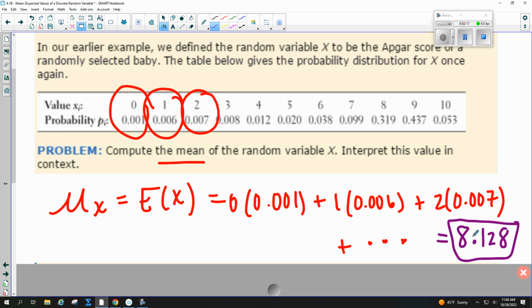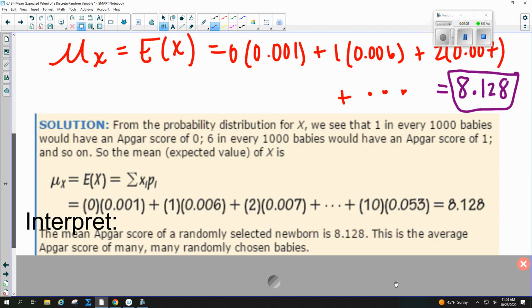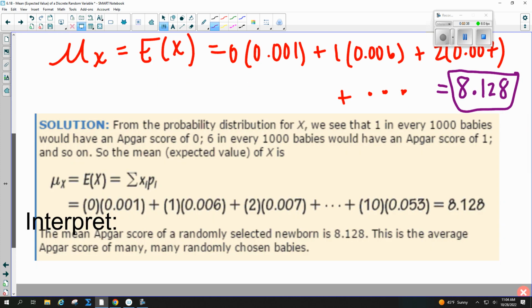It does say to interpret this. Remember we learned that probability is a long run probability. So this is after many, many, many babies are born. The average APGAR score is 8.128 for a randomly chosen baby. So it's a long run probability that you want to describe after many, many babies.